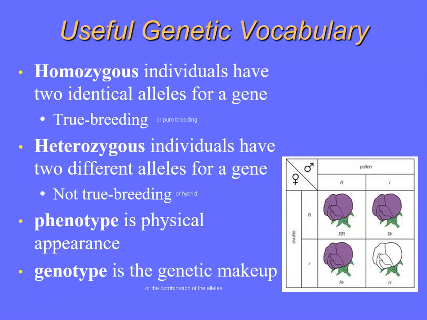Because recall that the genotype for a purple flower plant could be either homozygous dominant, big R, or heterozygous, big R, little r. So how would one know if the purple flower plant is indeed homozygous dominant or heterozygous? Well, there's a way that can be determined through something called a test cross.